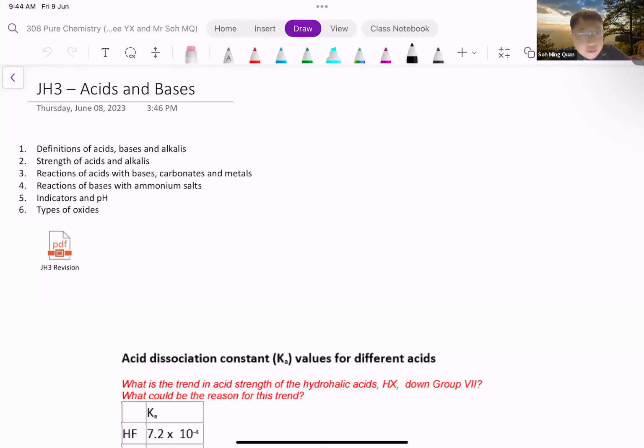Okay, good morning. Welcome back to the third lesson. So today we'll revise acids and bases. Let's have our notes ready. You can find this under the homework folder of your personal folder in our chemistry notebook, right? The homework folder.